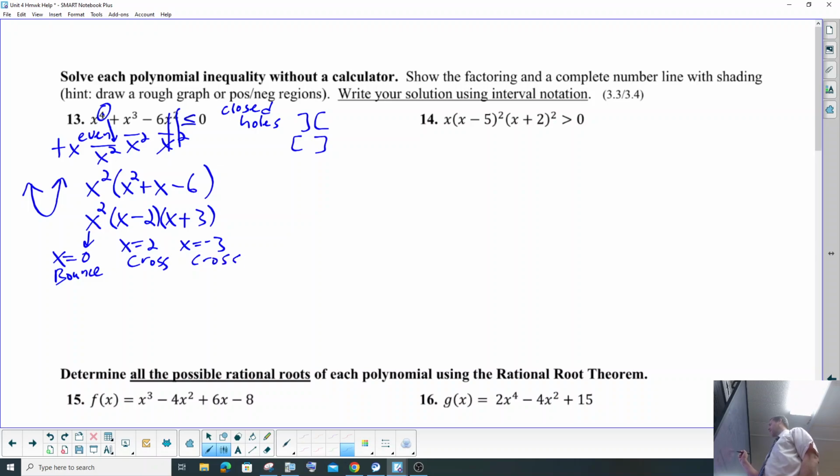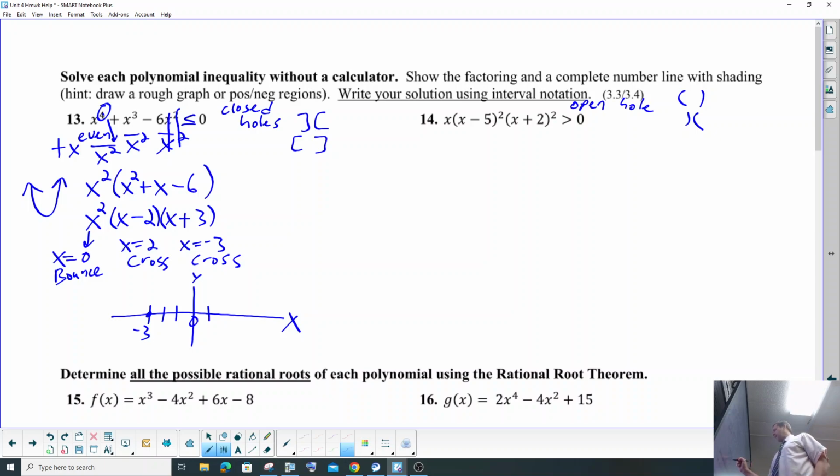So we're going to graph this and then look for our inequality answers. So our end behavior again is up, up. We're going to draw it down the middle there with a 0. That's the y-axis. That's the x-axis. So we have negative 3. Remember, it's a closed hole because it's equal to. So that means this is an open hole. Parentheses.